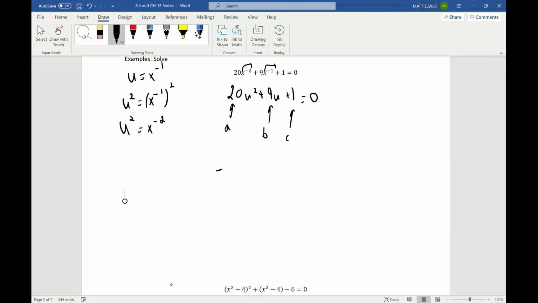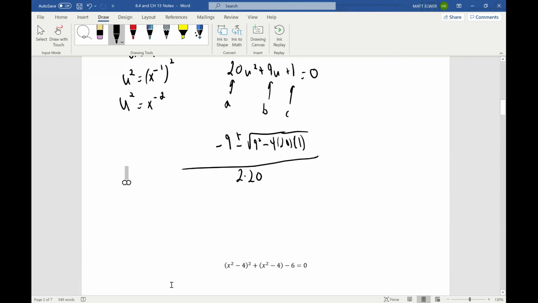So we get negative b, which is 9, plus or minus the square root of b squared, so 9 squared, minus 4 times a, which is 20, multiplied by c, which is 1, all over 2a, so 2 times 20. These are our roots for u, specifically u.